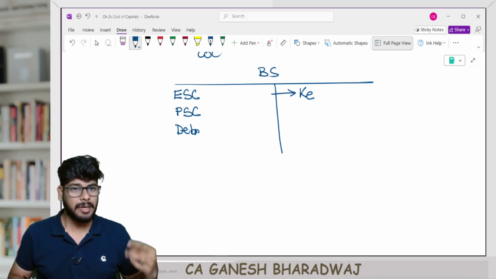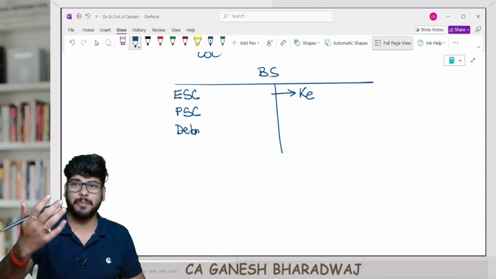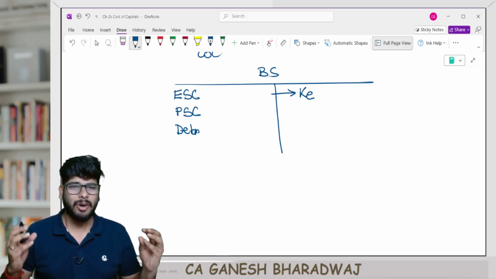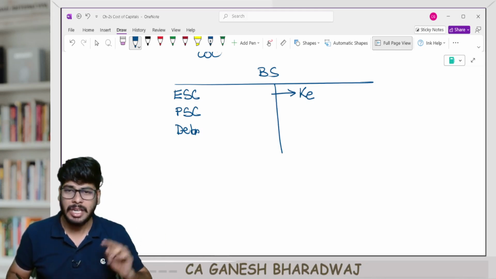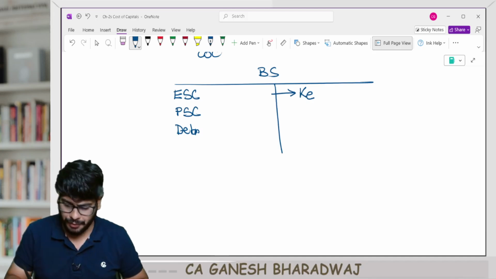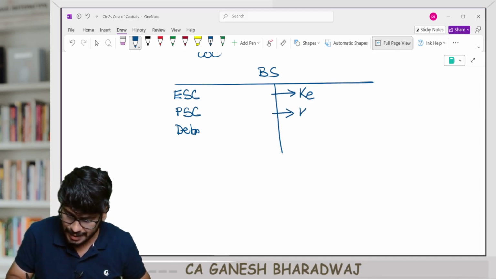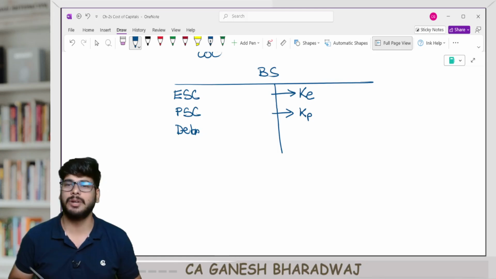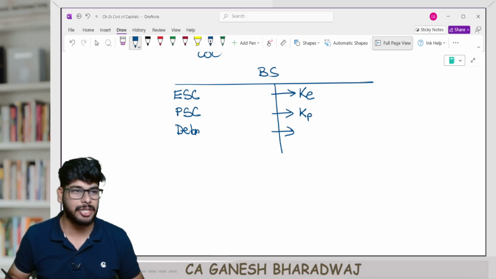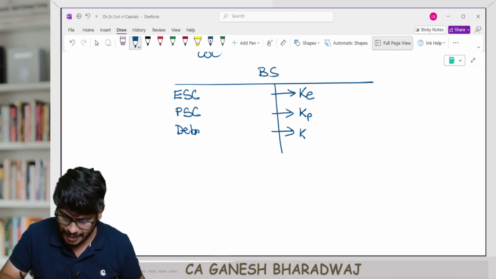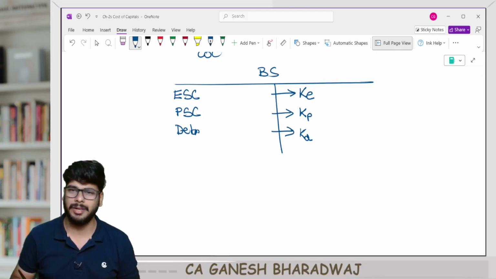I'm just introducing you to the terminologies used in this chapter. Now, similarly, for preference share capital also, the company needs to pay dividend and all these things, correct? Overall, this source also has some cost associated with it. The cost associated with your preference share capital is called KP. Are you clear with this? Similarly, the cost that is incurred towards your debentures as a source of finance is called KD. Are you clear with this, guys?